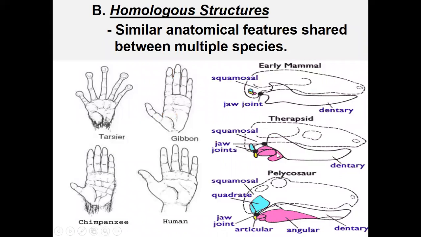Homologous structures. Similar anatomical features shared between multiple species that are related. So in other words, humans, monkeys, like chimpanzees and gibbons, all have very similar palm structures. Why? Because we had a common distant ancestor.